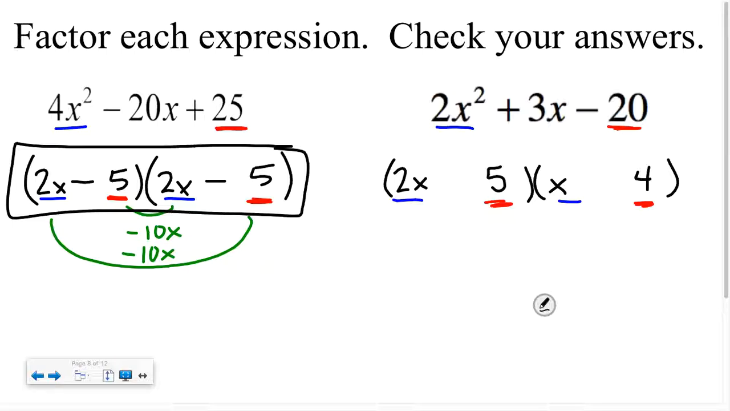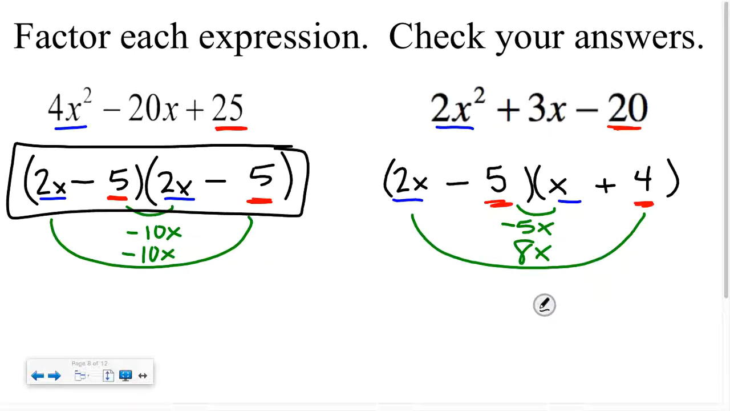Check by FOILing. Outside terms, 2x times 4, 8x. Inside terms, 5 times x. Can I add or subtract those two values to make 3x? What has to be subtracted? Negative 5. Yeah, I gotta do minus 5. So if I want my 5 to be negative, then this needs to say 2x minus 5 times the quantity x plus 4.